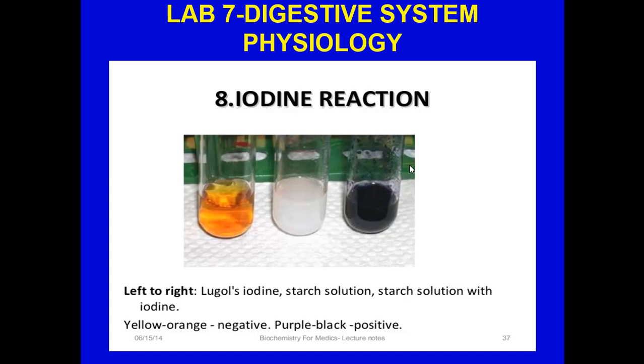Now, in this iodine reaction, you can see here from left to right, you have Lugol's iodine, that's the IKI solution. You have a starch solution. Starch solution with iodide gives you a black color. The yellow-orange would be your negative. The purple-black would be your positive.